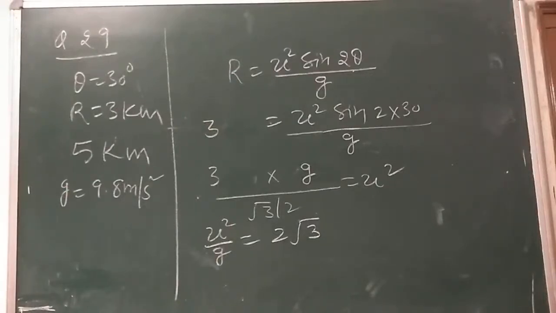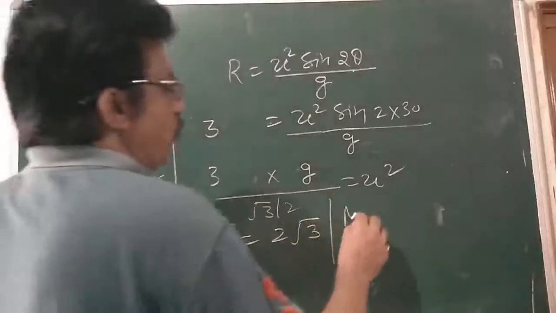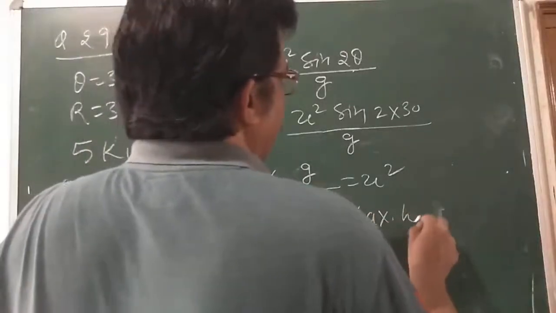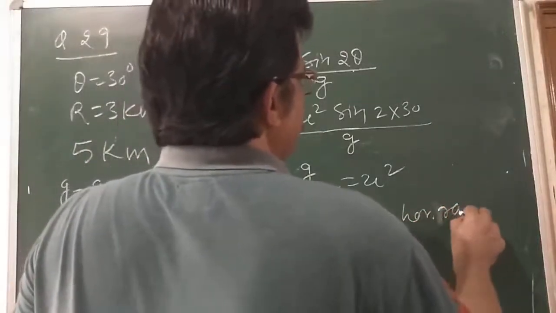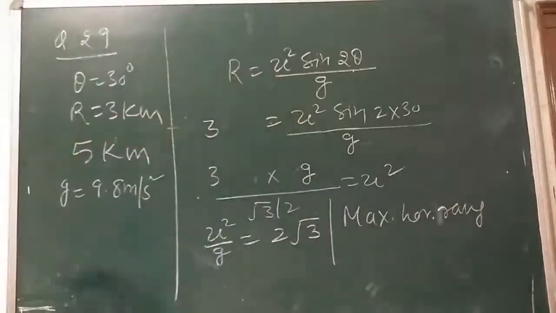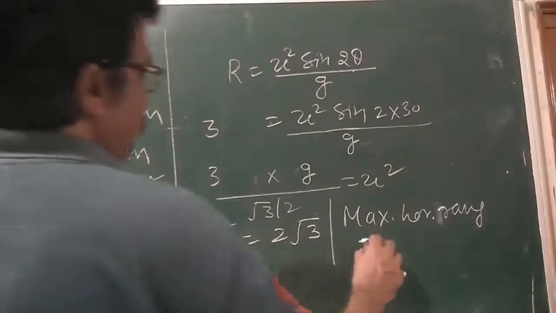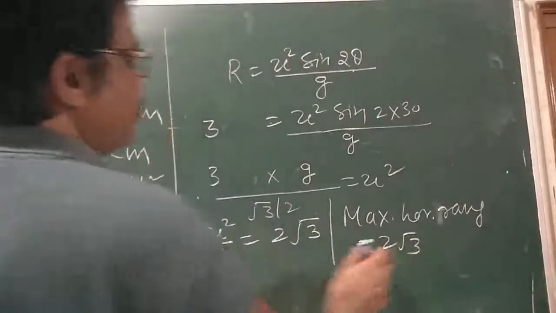Since the muzzle velocity is fixed, therefore the maximum horizontal range is equal to 2 root 3. That is equal to 2 root 3. Write down.